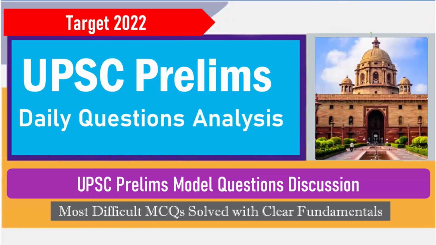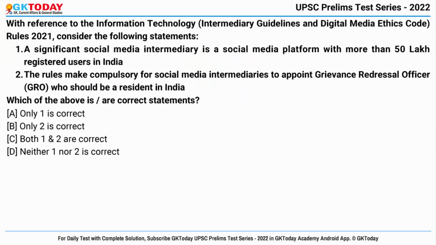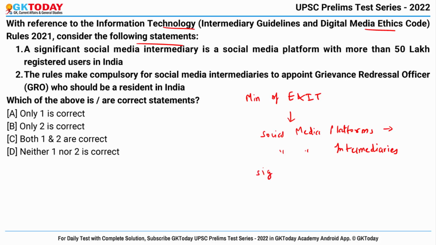So today this is our lecture number 45 and now let's start. Question number 1. With reference to the Information Technology, Intermediary Guidelines and Digital Media Ethics Code Rules 2021, consider the following statements. First of all, what is this act? This was actually notified by the Ministry of Electronics and IT, and the rules classify social media platforms into social media intermediaries and significant social media intermediaries based on the number of registered users.